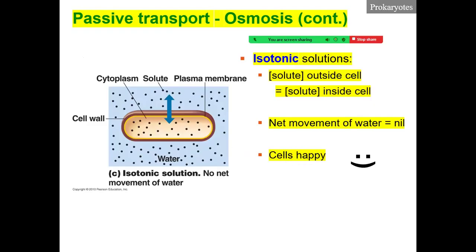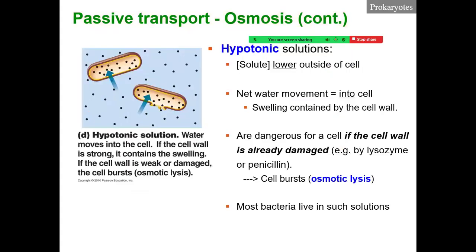Now, what do I mean by no net movement of water? Does that mean no water molecule ever moves inside the cell? That's a question, yes or no. Is anyone going to answer? Water can still move around, but it's balanced. Yes, for each water molecule that moves into the cell, one water molecule moves out of the cell. So there's no net movement of water when the cell is in an isotonic solution. Thank you for the contribution there.